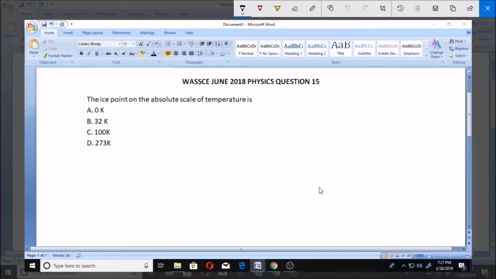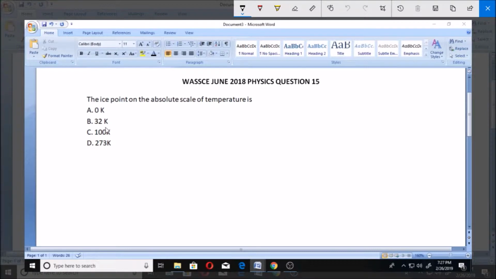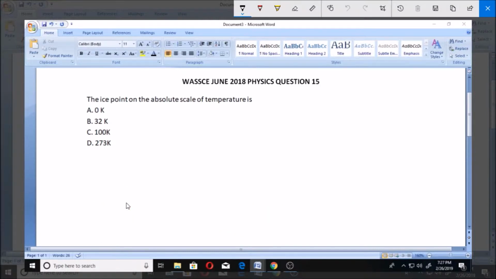Yes, let's look at question number 15 from WAEC physics, 2018. The ice point on the absolute scale of temperature is: A, 0 Kelvin; B, 32 Kelvin; C, 100 Kelvin; D, 273 Kelvin. So what is the ice point?